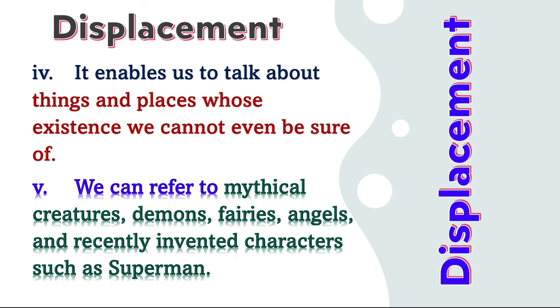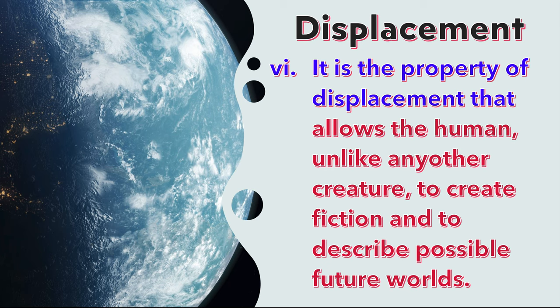It enables us to talk about things and places whose existence we cannot even be sure of. We can refer to mythical creatures, demons, fairies, angels, and recently invented characters such as Superman. It is the property of displacement that allows the human, unlike any other creature, to create fiction and to describe possible future worlds.